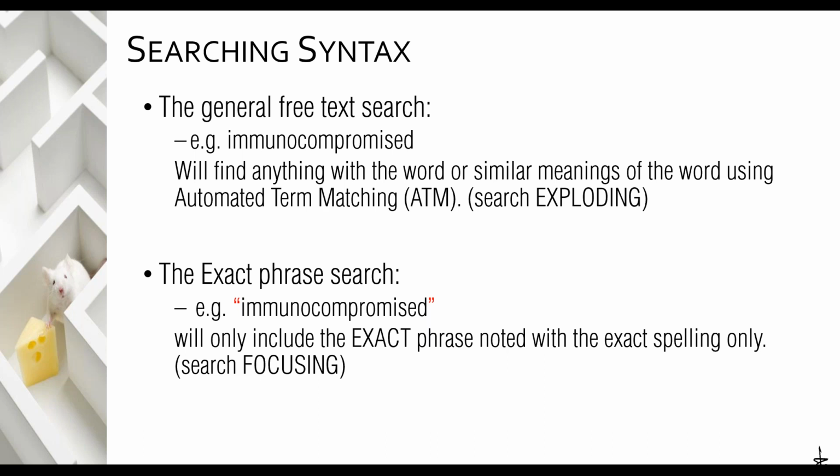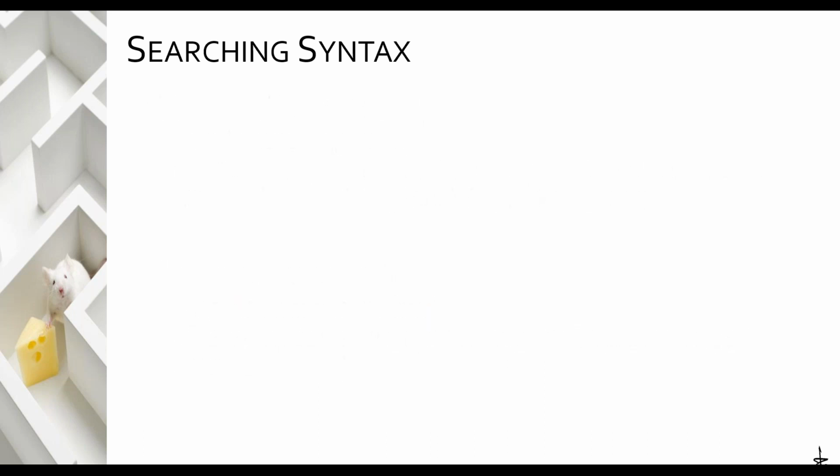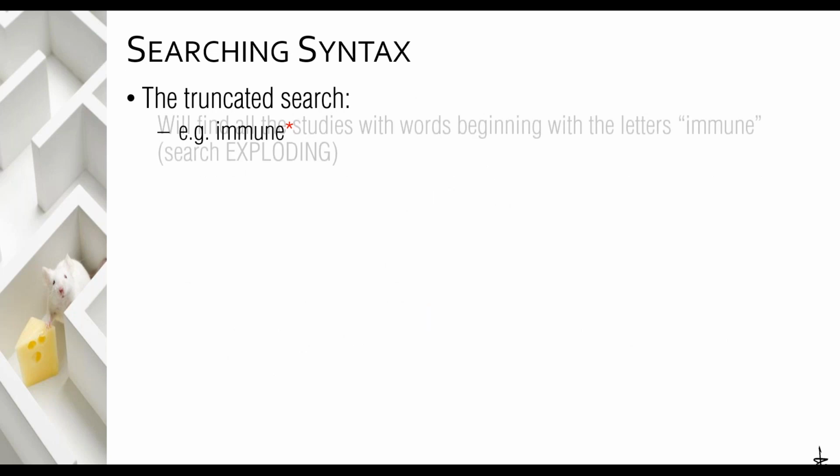Now, if you're looking for that particular word, immunocompromised, you can do an exact phrase search. An exact phrase search, you put speech marks around the word that you want. That means that the search engine is just going to look at the article that has that exact word in it. If it doesn't, it's not going to count the study as something that it should fetch. Okay, so you have general text and you have exact free text searching.